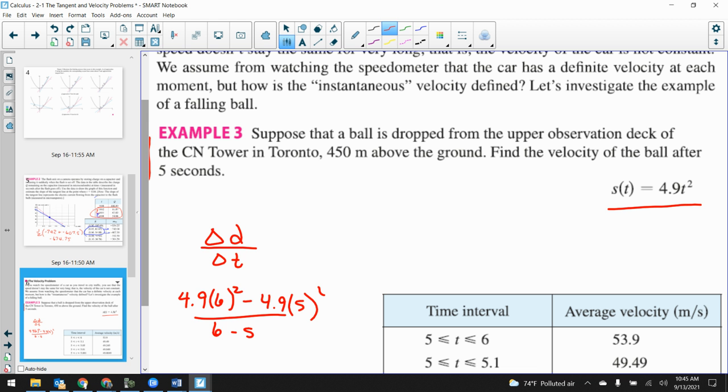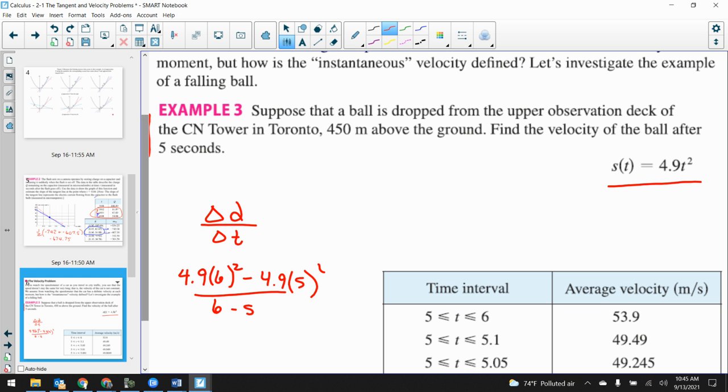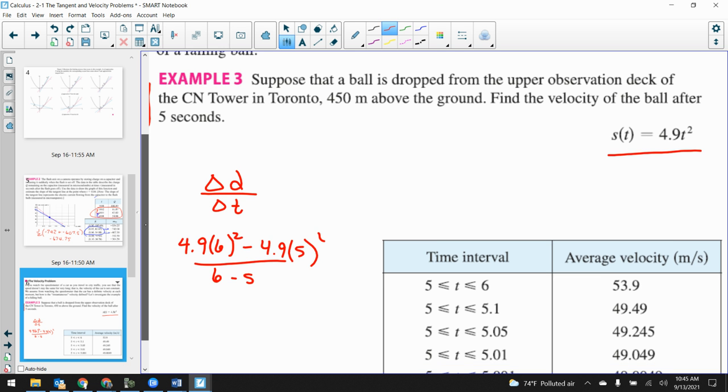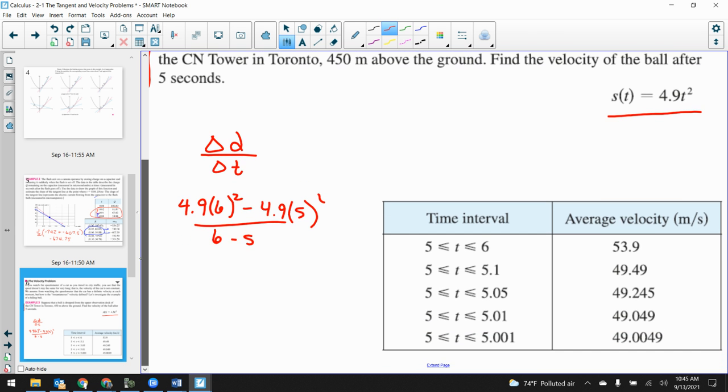Well, do you see how I could keep this process going? I could say from 5 to 5.1 seconds. What if I made that interval smaller? From 5 to 5.05 seconds. What if I made that interval smaller and smaller and smaller until it's negligible? Until we see a pattern. Until we see a limit existing. What is the limit as I keep getting closer and closer to 5? What do you guys think?